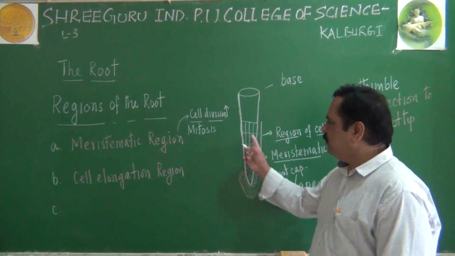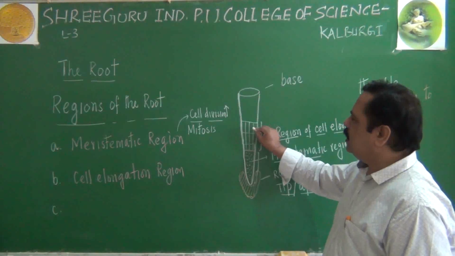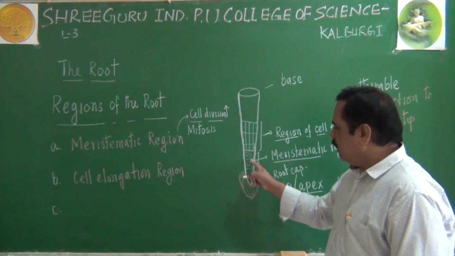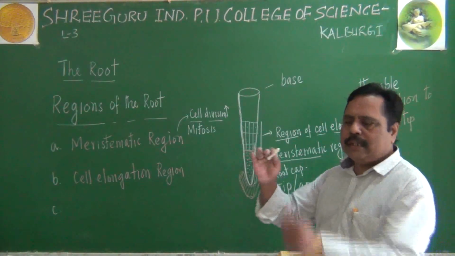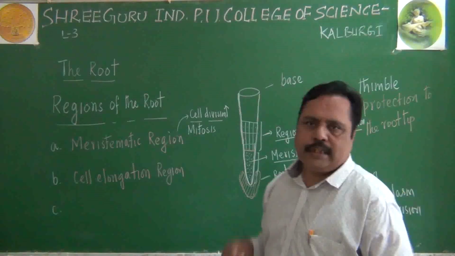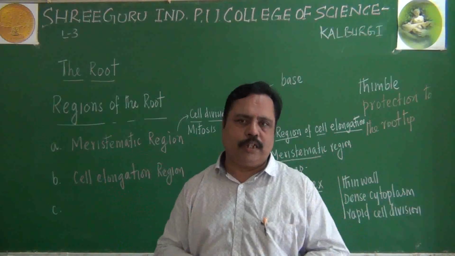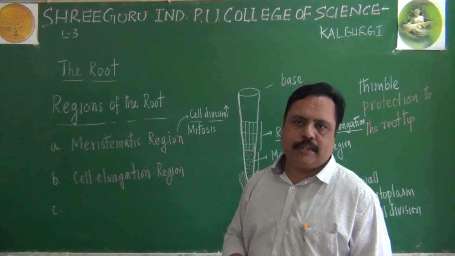What is the difference between these two? Here there will be elongated cells with cytoplasm, nucleus, everything. Here there will be rapidly dividing cells. Here they don't divide much. They are simply enlarging. Growth is happening. Development is happening. They develop into enlarged cells. That becomes the cell elongation region.